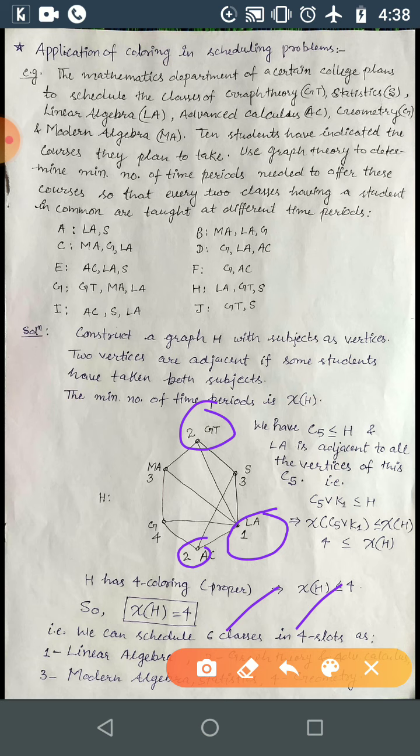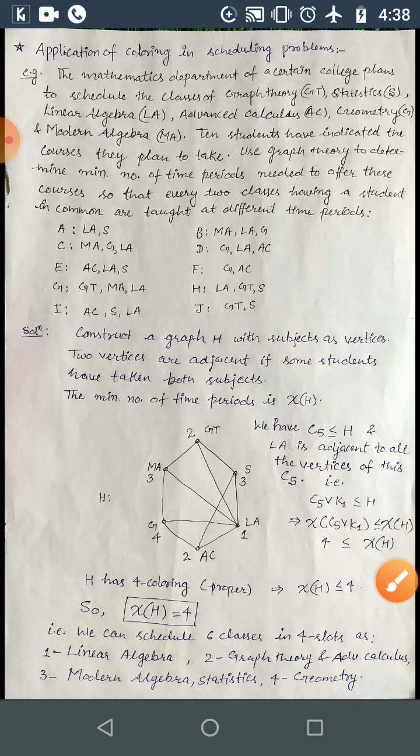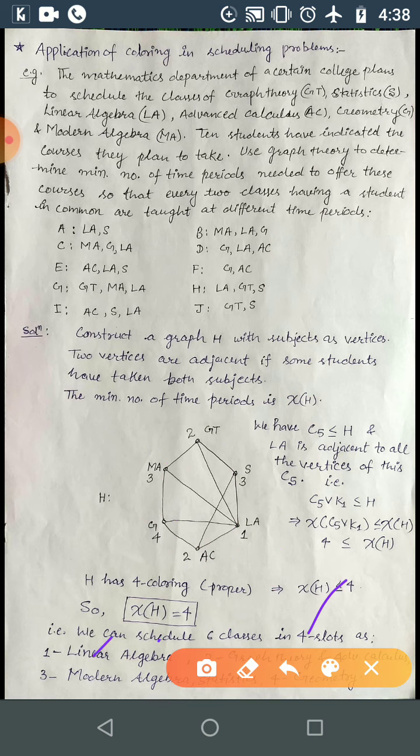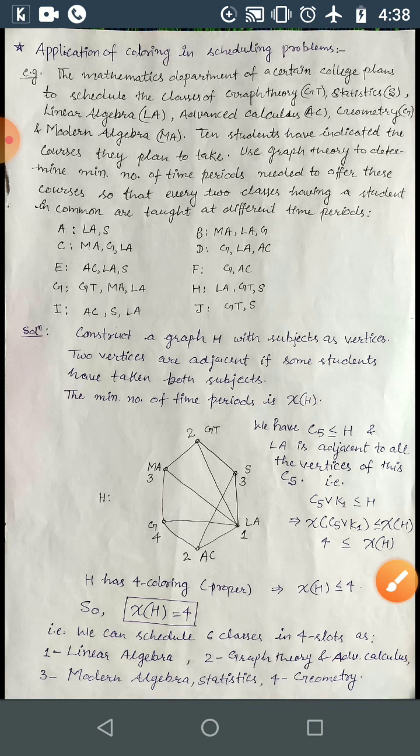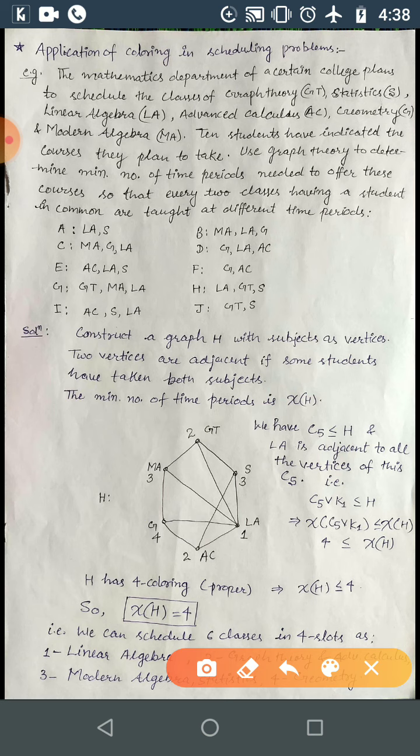Then the third slot will be stats and modern algebra, and the fourth will be geometry. Or there will be 4 slots, and this can be arranged in any of these ways. One of the ways is represented by this one. Of course, you can have geometry at first, linear algebra last, modern algebra second, and this other one at third. So this is one way.